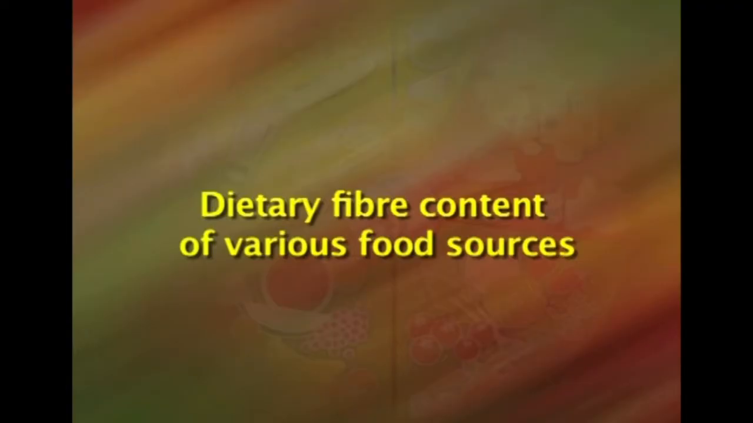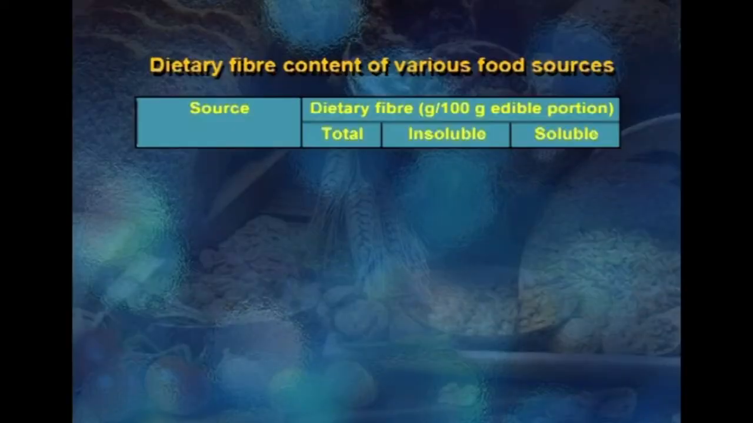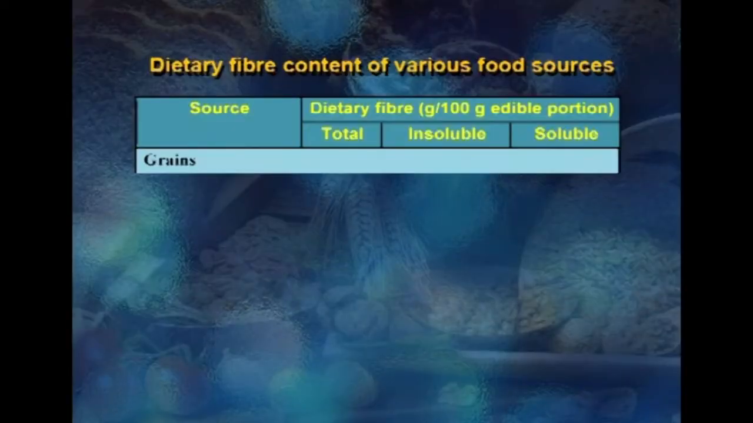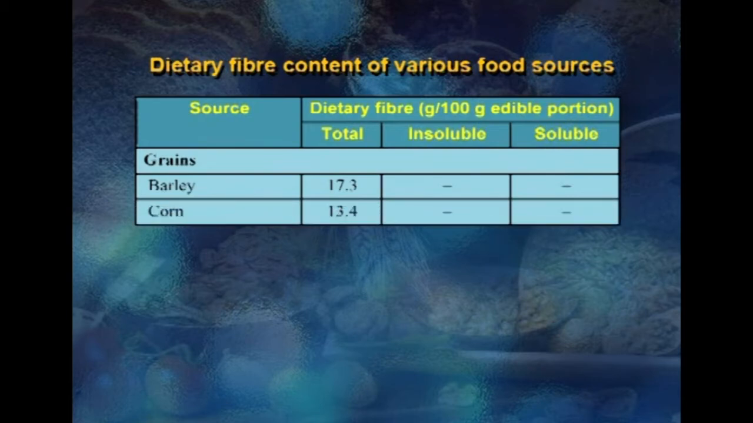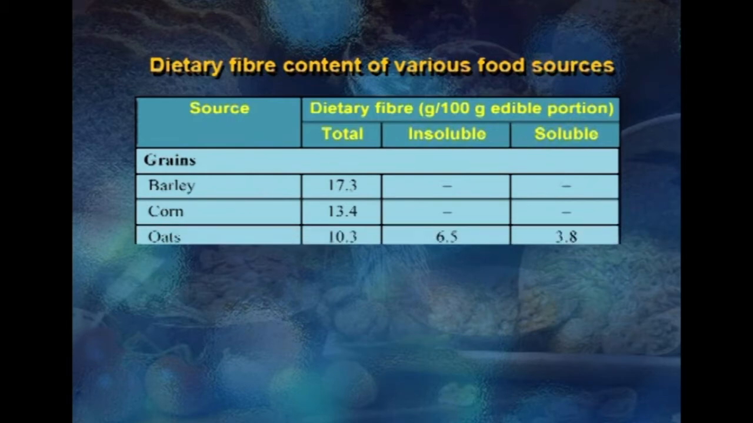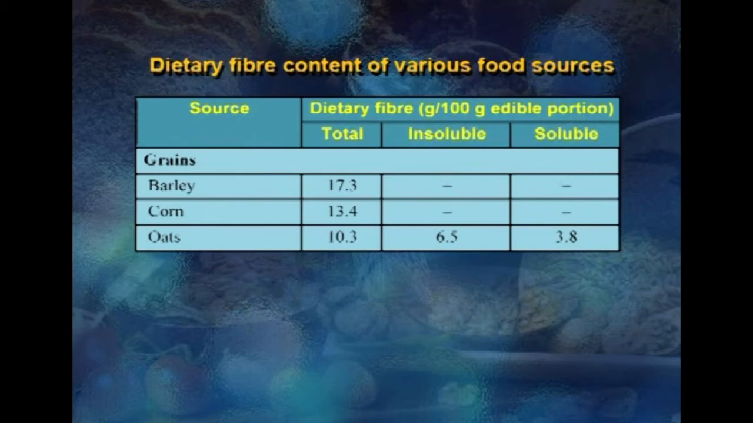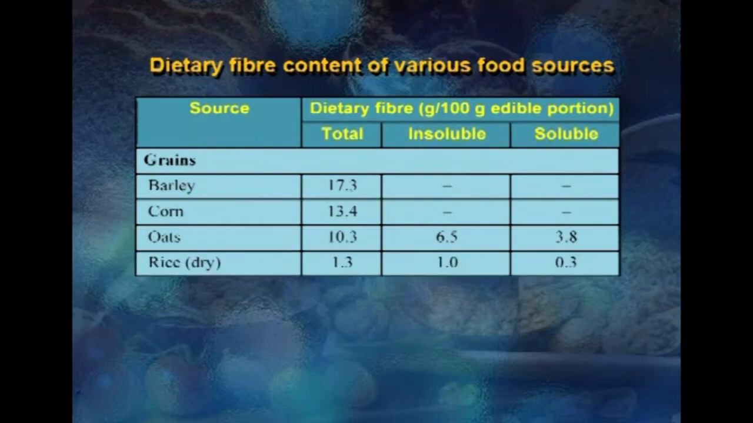Now let us see the dietary fiber content of various food sources. To start with the dietary fiber content of grains, the first one is barley, which has got 17.3 grams for every 100 grams of edible portion. Corn has got 13.4 grams of dietary fiber for every 100 grams of edible portion. Oats has got 10.3 grams of dietary fiber with 6.5 grams of insoluble and 3.8 grams of soluble fiber. Rice has got 1.3 grams, which indicates rice is a poor source of dietary fiber.